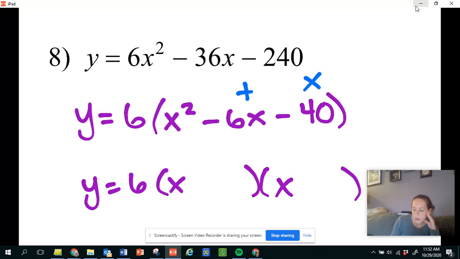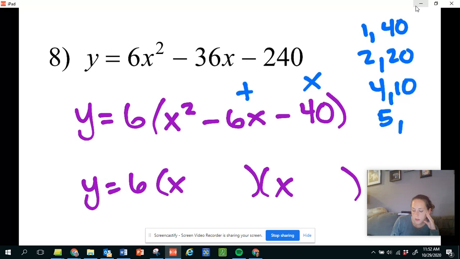So to do that, I'm going to list off the stuff that multiplies to 40. I got 1 and 40, 2 and 20. 3 would give me a decimal. 4 and 10, 5 and 8, 6 and 7 would give me decimals. So those are all of my factors. The ones that can get me to 6, the only ones that can do that would be 4 and 10.